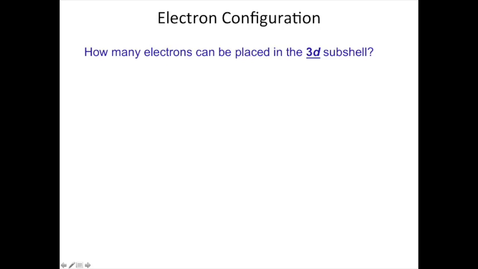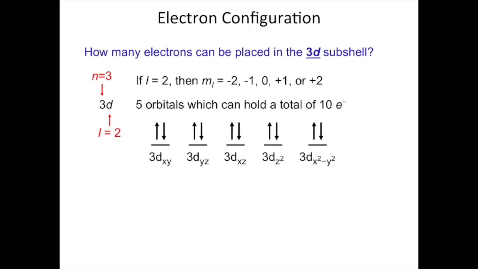So let's start with this question. How many electrons can be placed into the 3d subshell? Alright, so when we say 3d, it means the principal quantum number is 3, then since it's a d orbital, it means the azimuthal quantum number, L, is 2. Okay, so if L equals 2, then m sub L can have 5 different values from -2 to +2. So that means there's 5 orbitals inside the 3d subshell.